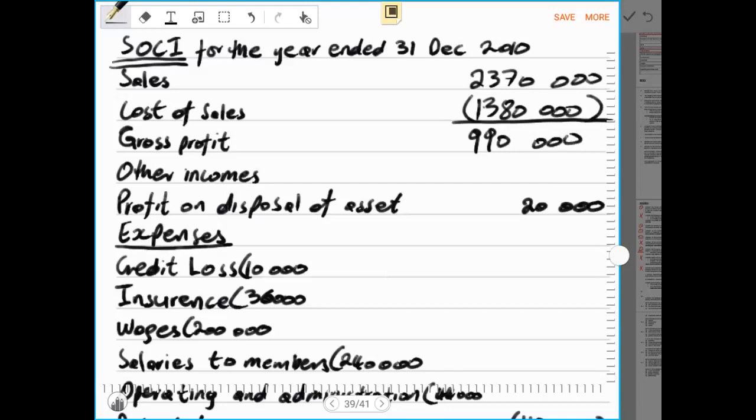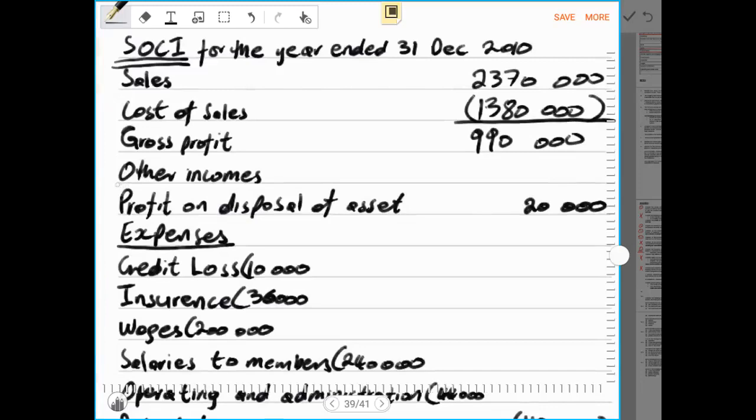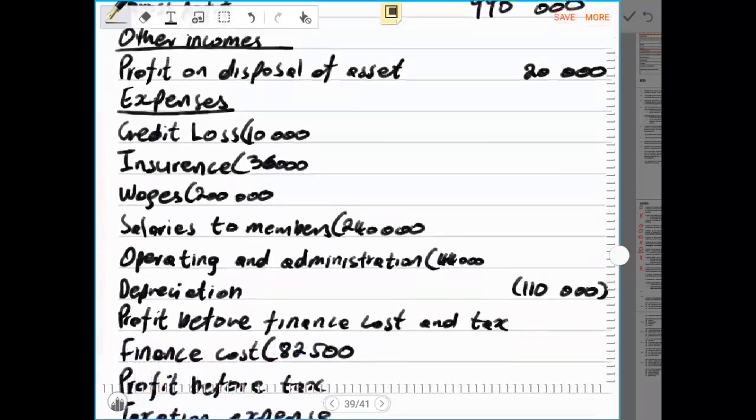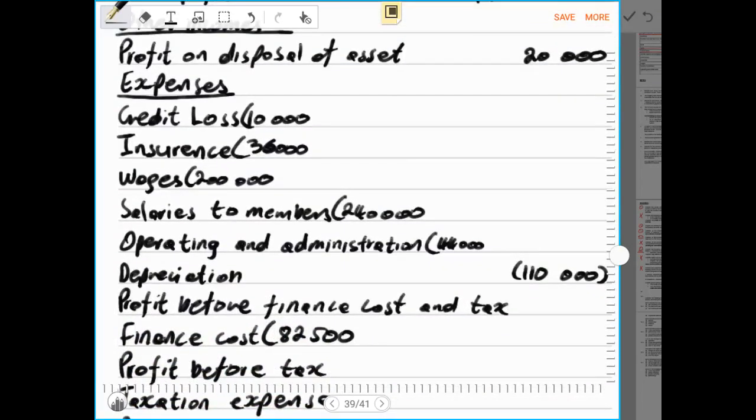990,000 rands. Let us just confirm that: 2,370,000 rands minus 1,380,000 rands, that gave us 990,000 rands. Under other incomes, I mentioned that we have a profit on the disposal of the asset, and that profit was accurately calculated as 20,000 rands. Don't worry about the calculation of the asset disposal, because you were tested on that last term and it won't be part and parcel of your test this time.